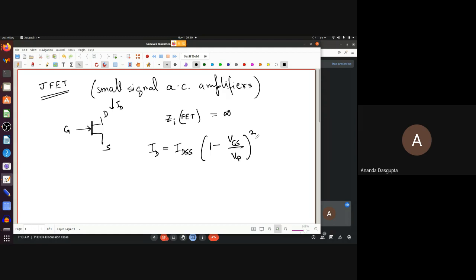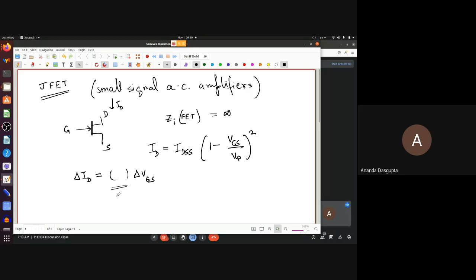Now, when you talk of small fluctuations, basically the input VGS fluctuates a bit and ID as a result fluctuates. So we are worried about this quantity: how much does ID vary in response to VGS's variation? And this quantity in front, what will the dimension of this factor here be?